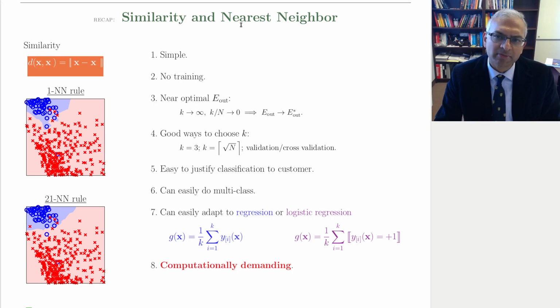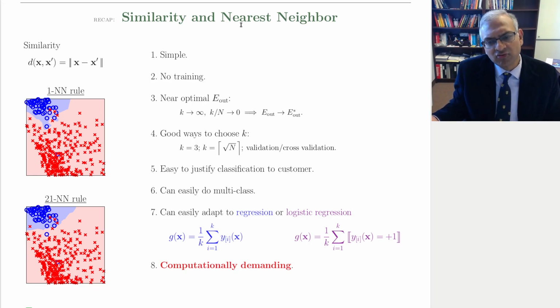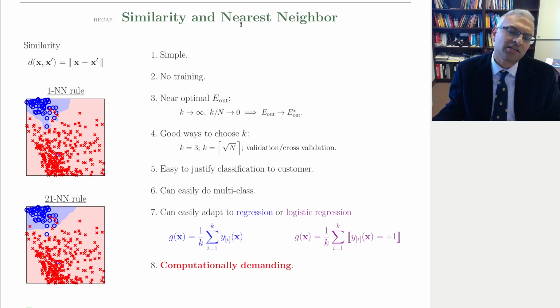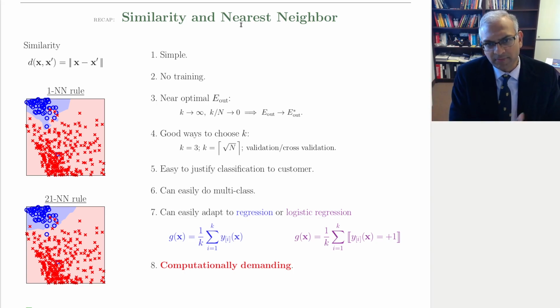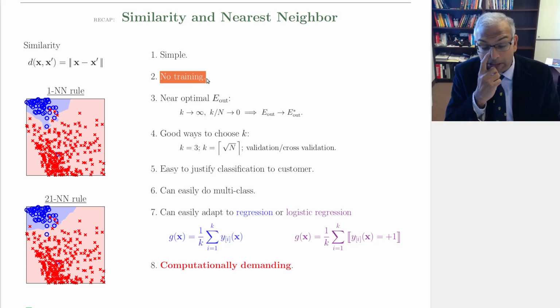And the nearest neighbor technique is a very simple technique. It uses similarity directly to classify a new test point by searching for the closest, the most similar object in your past, in your database, and then using that object to classify the test point. Okay. And because you're ready to go the moment you have your data, you have no training. So there's no training involved in the nearest neighbor technique.